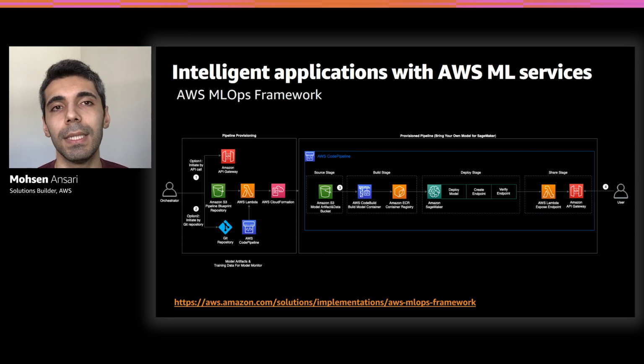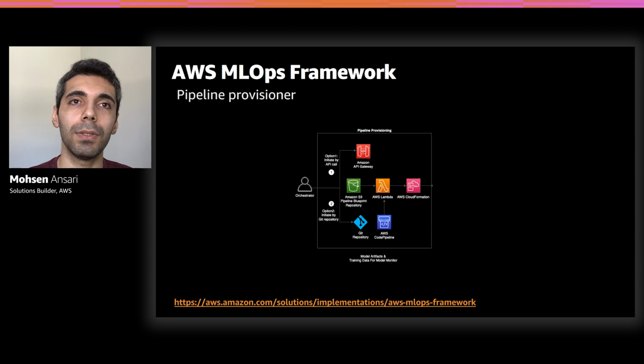The second example is another solution that we developed here at AWS called the AWS MLOps Framework. What this solution does is it's a framework that allows you to create pipelines that automate the process of building, deploying, and sharing your machine learning models. It has two sections. In the left-hand section, it has the provisioning part. When you provision this solution into your AWS account, it gives you two options to provision a pipeline. Option number one is calling an API, and option number two is committing a config file into a Git repository.